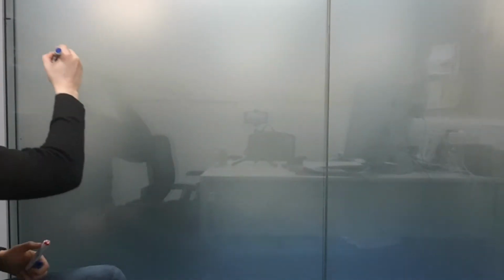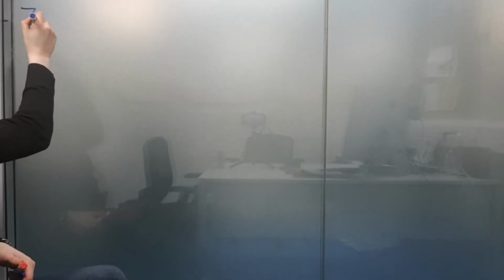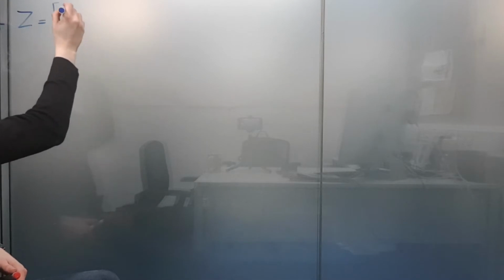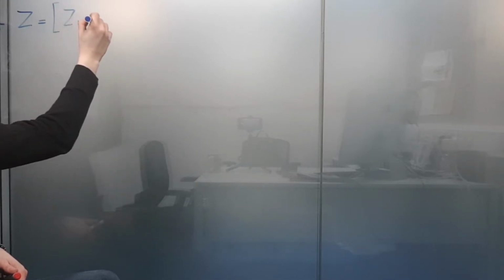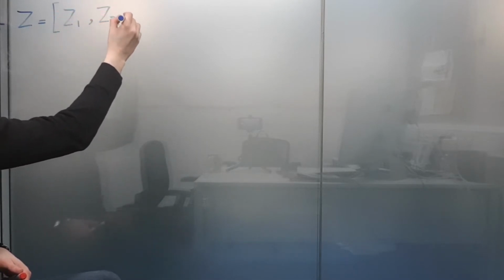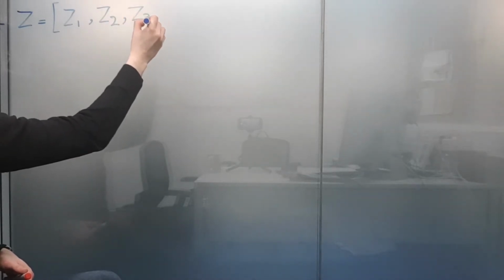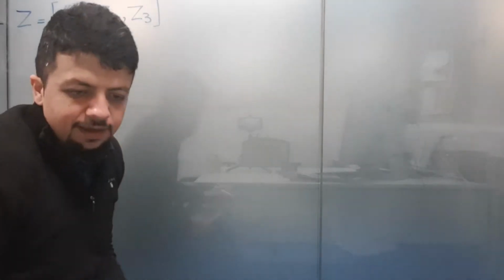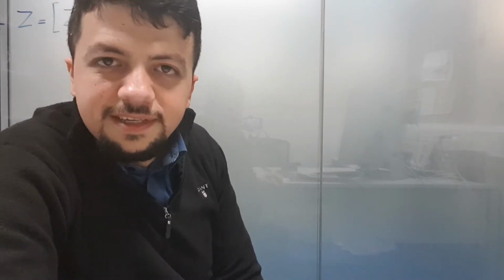Now, imagine that we have a vector. Let's call the vector z, and let's say that z equals z1, z2, and z3. So it has three elements. These elements, z1, z2, and z3, are actually the inputs to our softmax function.